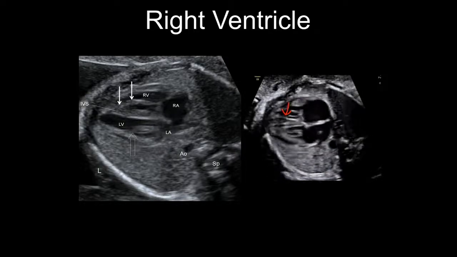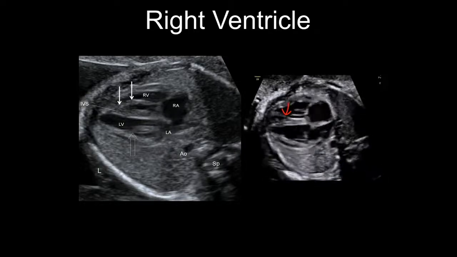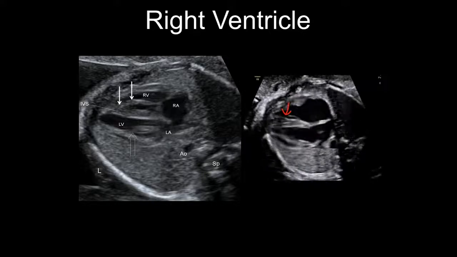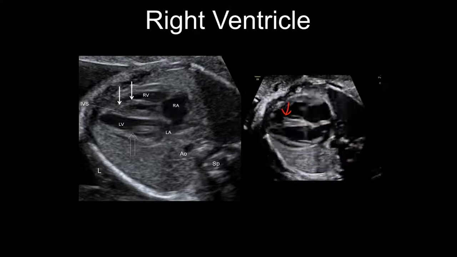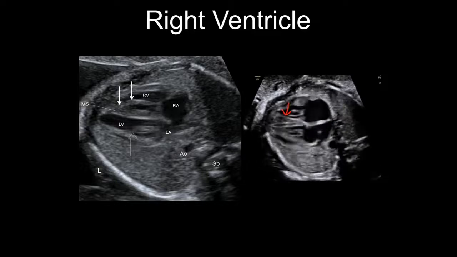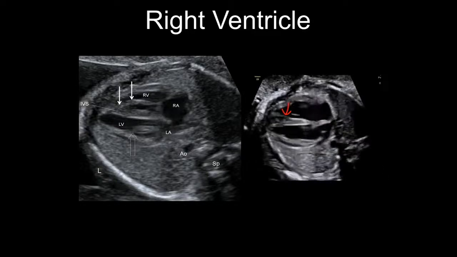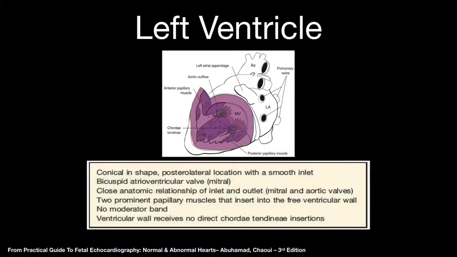Also, what's important to note is that unlike the left ventricle, the right ventricle has direct chorda tendineae insertion to the septum of the ventricle. All the chorda tendineae in the left ventricle insert into the papillary muscles, whereas in the right ventricle, there's free chorda tendineae that inserts in the wall. You'll see it in an axial plane like this. That helps you to determine the morphology of the right ventricle as opposed to the left one.